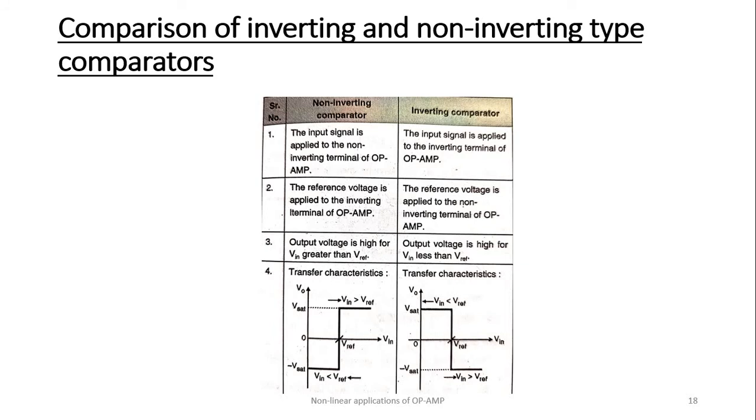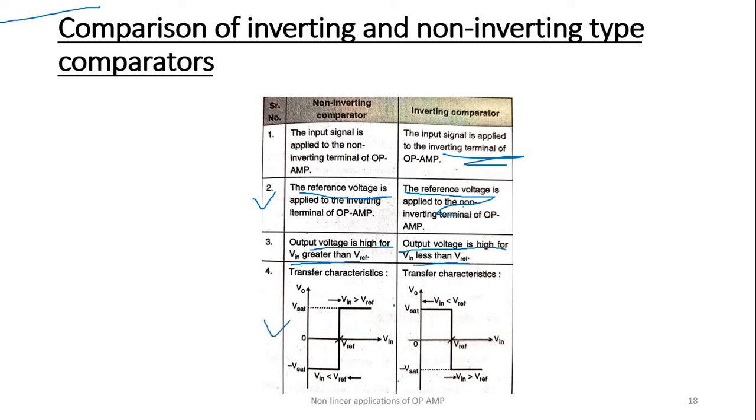Next is the comparison of inverting and non-inverting type comparators. First, for the non-inverting type, the input signal is applied to the non-inverting terminal of the op-amp, and for the inverting type, the input signal is applied to the inverting terminal. Second, for non-inverting, the reference voltage is applied to the inverting terminal, and for inverting, the reference voltage is applied to the non-inverting terminal. For the non-inverting comparator, the output voltage is high for VIN greater than V reference, and for the inverting comparator the output voltage is high for VIN less than V reference.